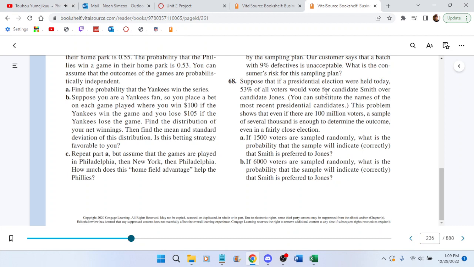That was funny. Okay, 53% would vote for Smith. So a sample of several thousand is enough to determine the outcome. Wow. Hey, look at this.